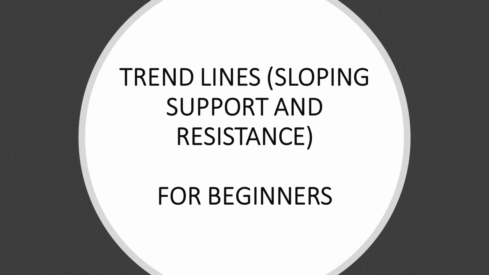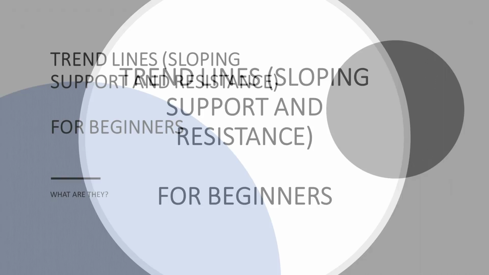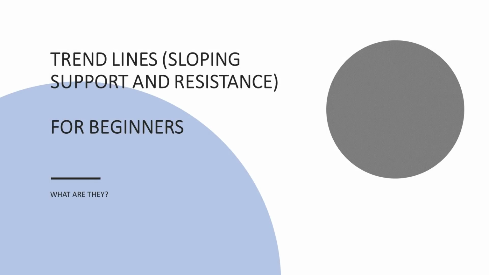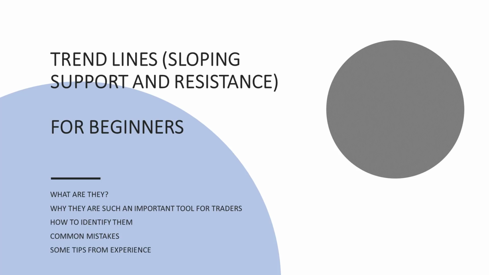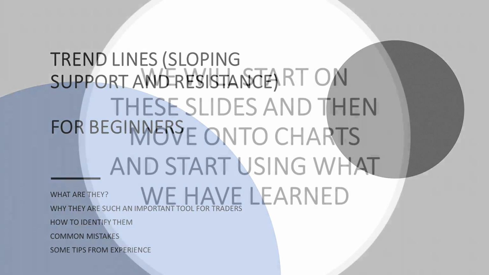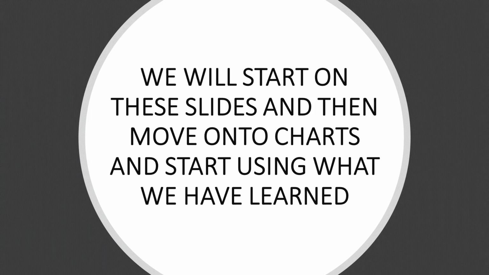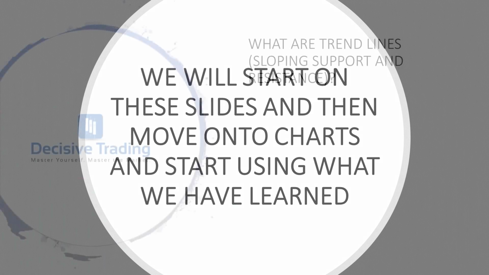In this video, we are going to look at trend lines, also known as sloping support and resistance. This video is aimed at beginners, but has tips that may help traders of all levels. We will go over what trend lines are, look at why they are such an important tool for traders, go over how to identify them, look at some common mistakes, and I will give you some tips from experience. We will start on these slides and then move on to charts and start using what we have learned.